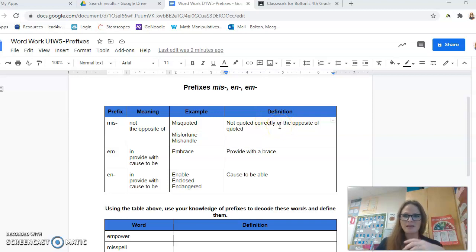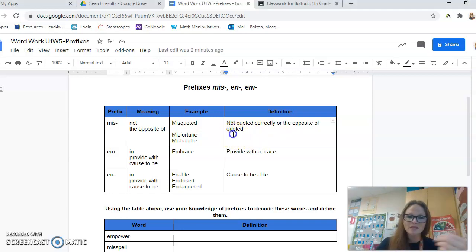So you might say, like if I said, I love ice cream, and then Greg says, Megan said, I love popsicles, that would be misquoted. He didn't say it correctly. He did not quote me and what I said correctly.